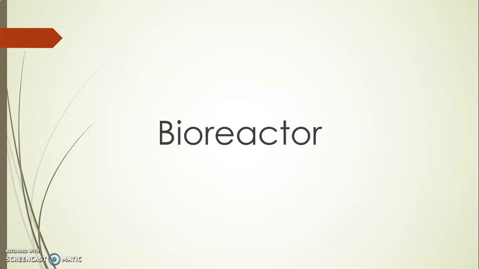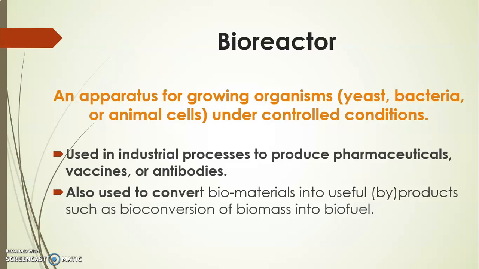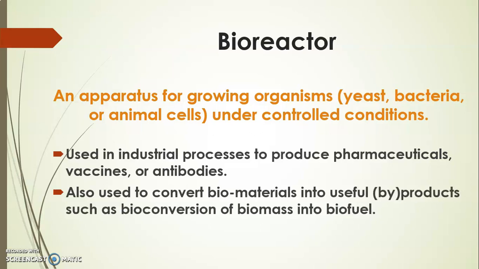Today I am going to discuss bioreactors and their parts. At first I would like to ask, what is a bioreactor? A bioreactor is an apparatus for growing organisms under controlled conditions, used in industrial processes to produce pharmaceuticals, vaccines or antibodies. It is also used to convert biomaterials into useful byproducts, such as bioconversion of biomass into biofuels.